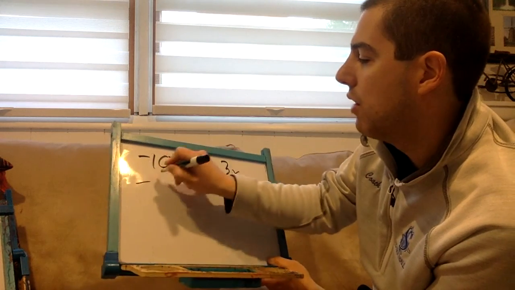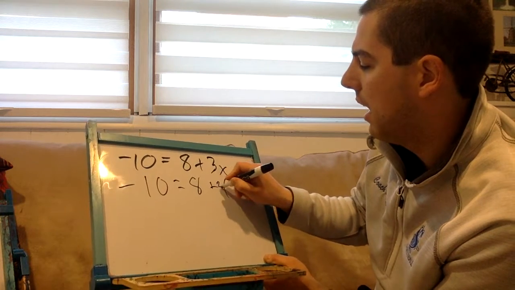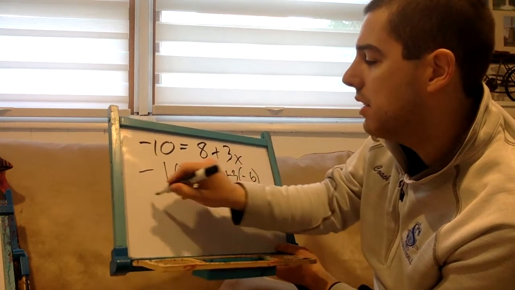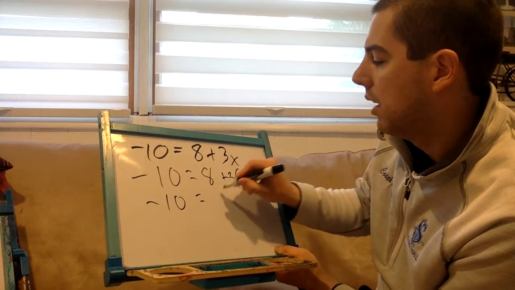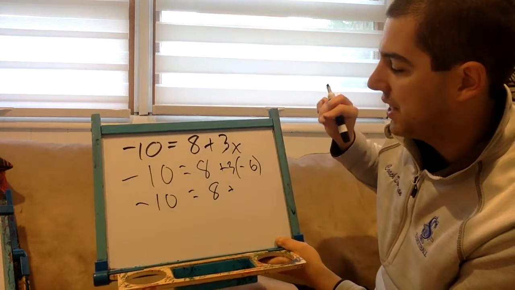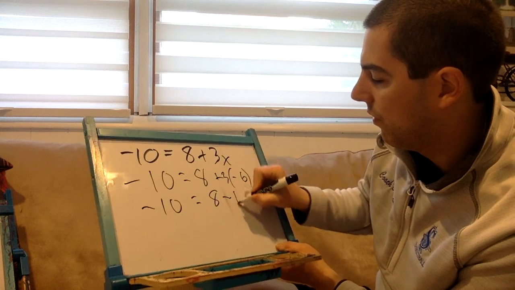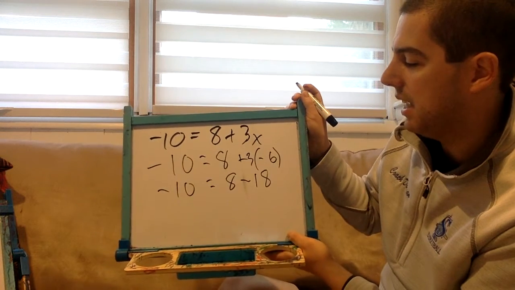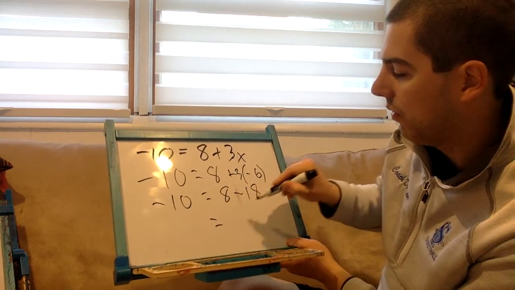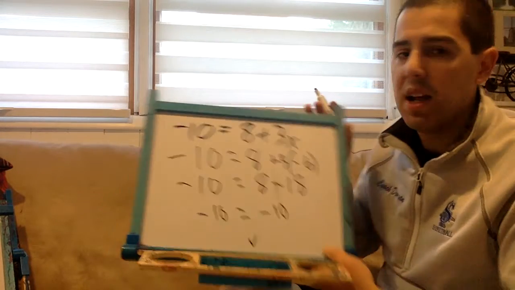So I rewrote the equation. Now I'm going to do my substitution. I put the negative 6 where the x was. 3 times negative 6 is negative 18, or just minus 18. And 8 minus 18 is negative 10. So negative 10 equals negative 10.